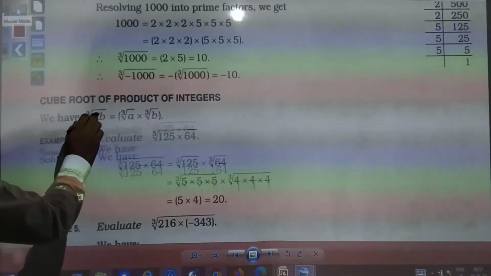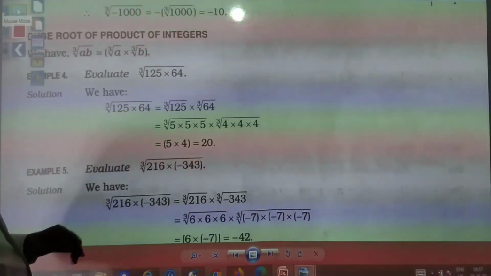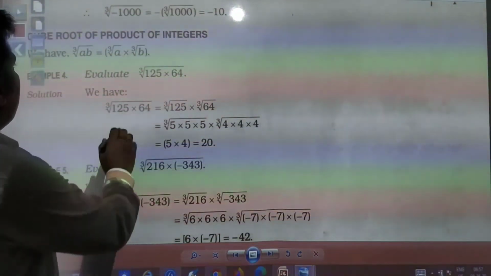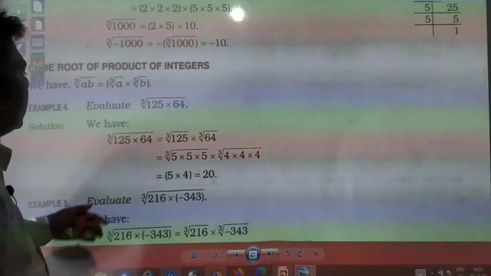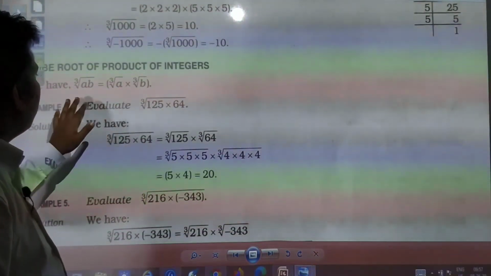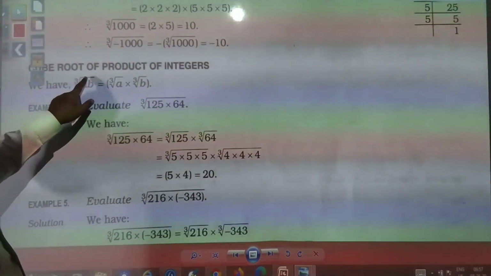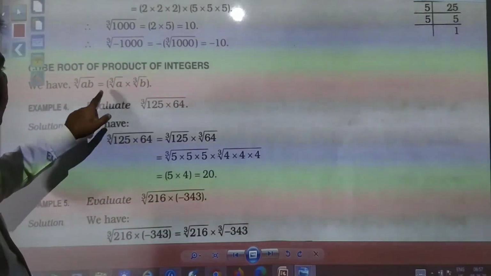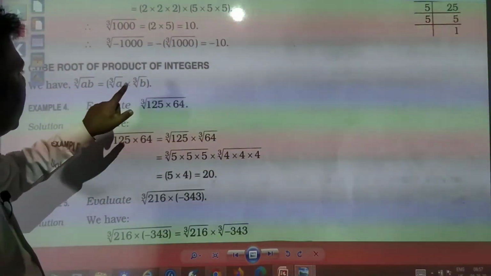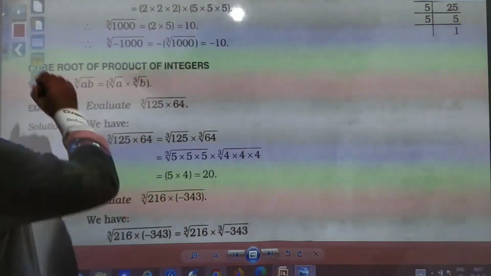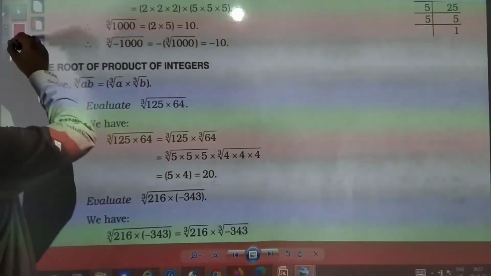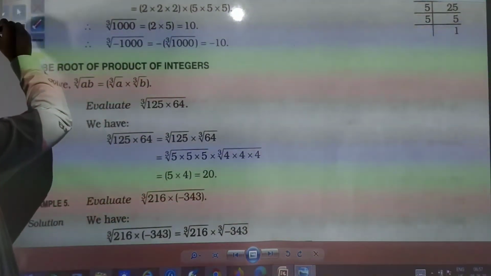Then you have cube root of product of integers. If cube roots are there and you have a product, then how is it to be found out? Cube root of a b will be equal to cube root of a into cube root of b, as we had in square root, if you remember.